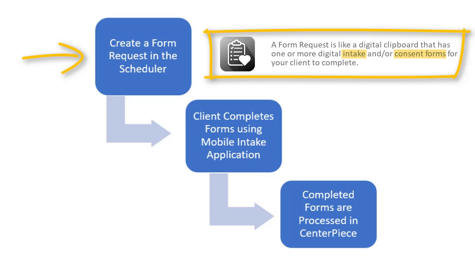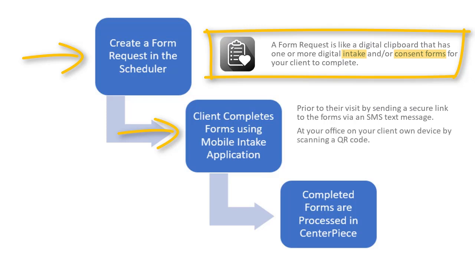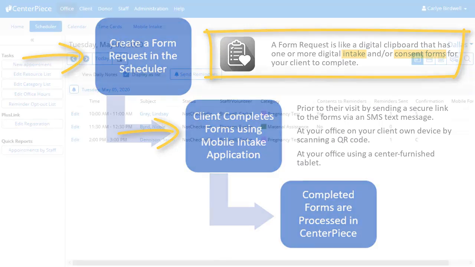Once the form request is created, the next step is for your client to receive and complete the digital forms in one of three ways. One, they can be completed prior to their visit by sending a secure link to the forms via an SMS text message. Two, they can be completed at your office on your client's own device by scanning a QR code. Or three, they can be completed at your office using a center-furnished tablet. So let's go ahead and go to the CenterPiece Scheduler and walk through these steps.